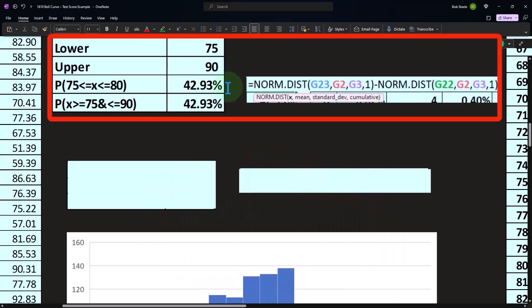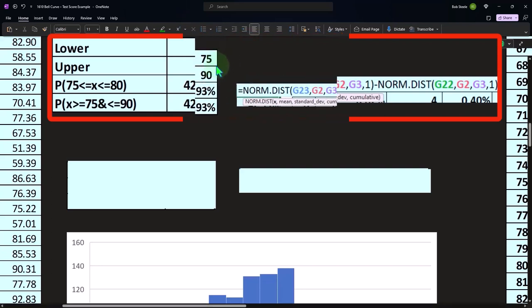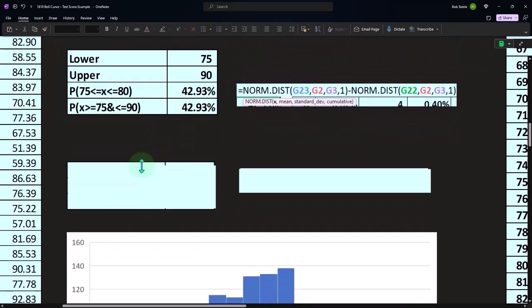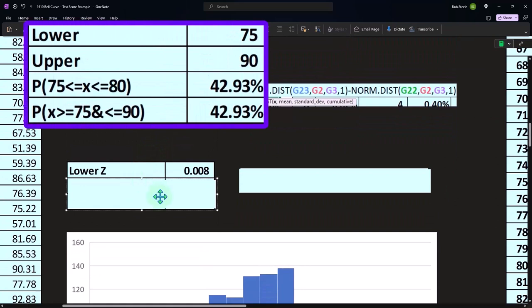42.93%. Remembering this does not mean that you're going to get a 43% on the test. It means that of all the people taking the test, we expect around 43% to have scores between 75 and 90, including 75 and 90. We could do that with the Z scores as well.